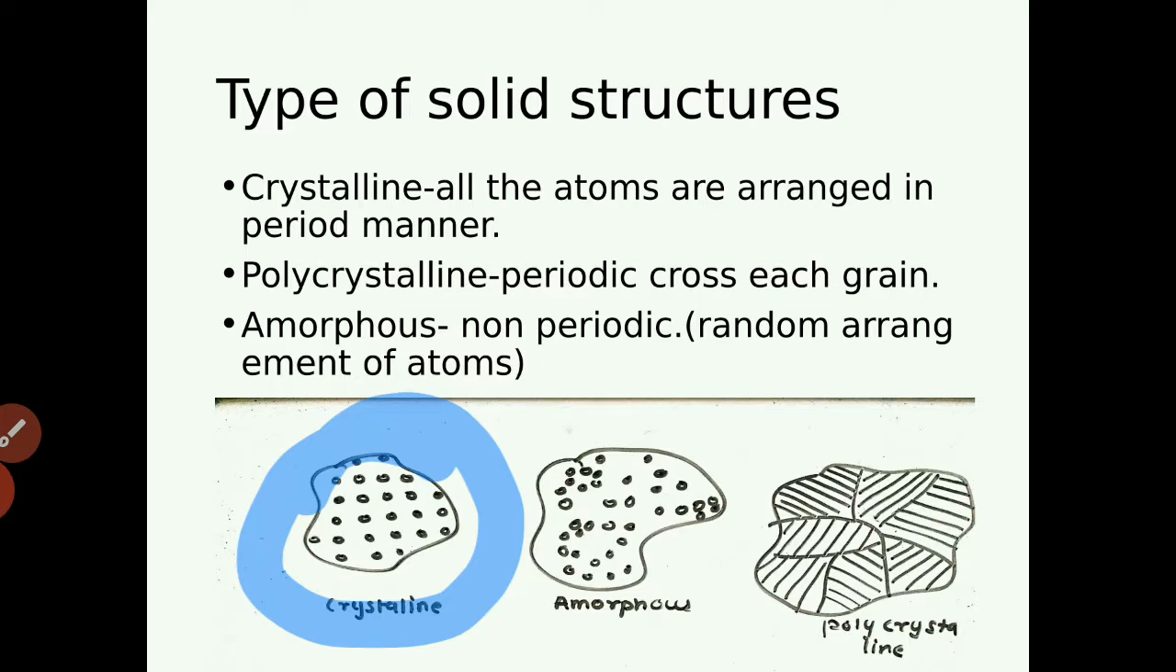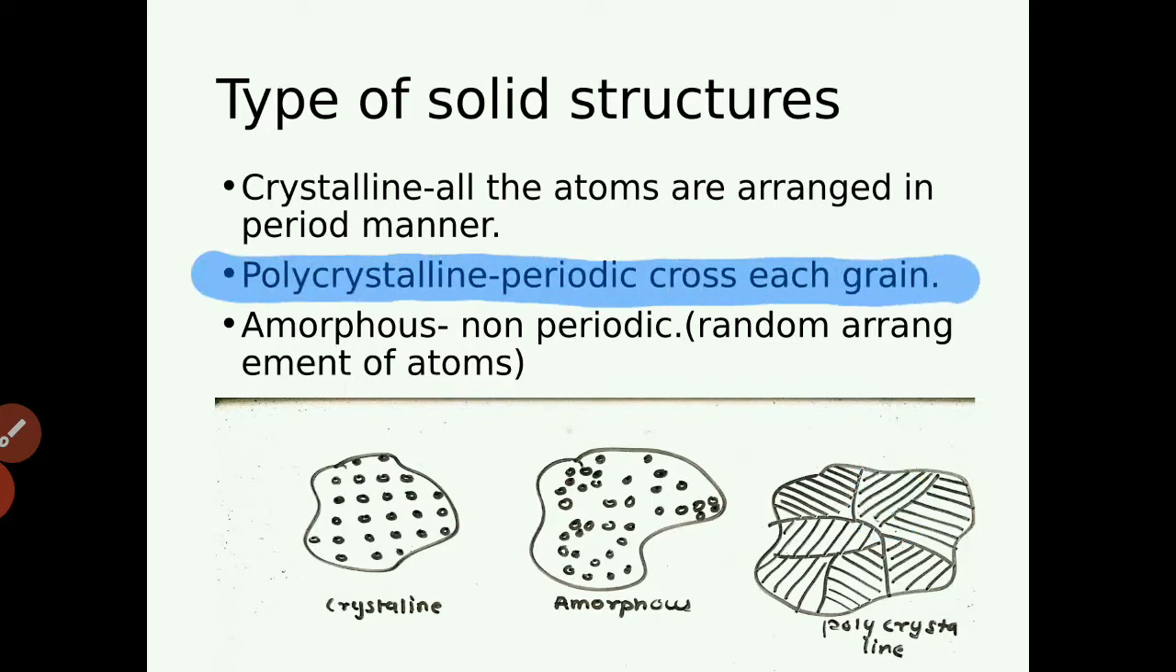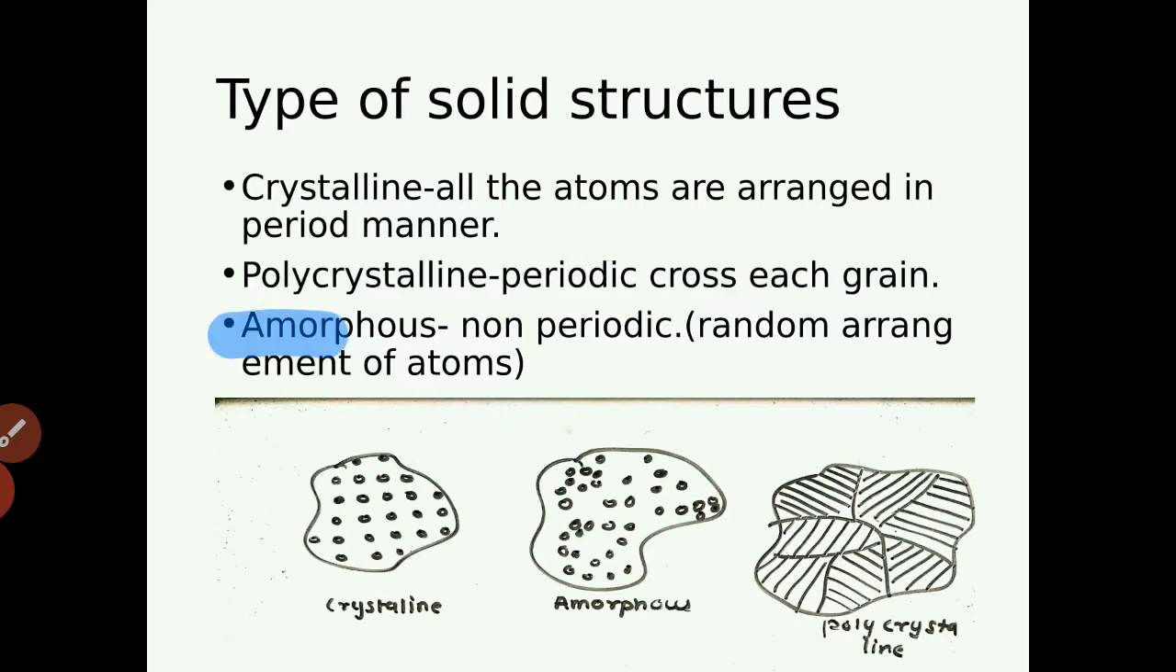The second is polycrystalline material, in which we divide our whole surface into parts, and all these parts are called grains. The orientation of the atoms in one particular grain is periodic, but it is different from the other grain. So it is called polycrystalline material. The third is amorphous material, where no periodicity is maintained and the atoms are arranged randomly. So this is all about the types of structure.